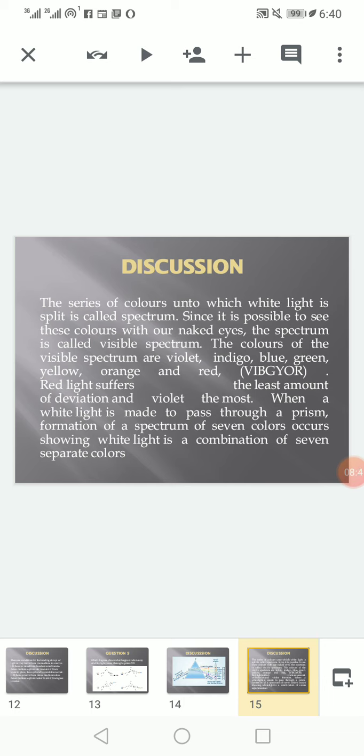Let me go again. Red light suffers the least amount of deviation, while violet suffers the most, when white light is made to pass through a prism. Formation of spectrum of 7 colors, showing white light. White light is a combination of 7 separate colors. So it is important for us to know that white light is the combination of 7 separate colors. And these colors can be seen when white light is made to pass through a glass prism.